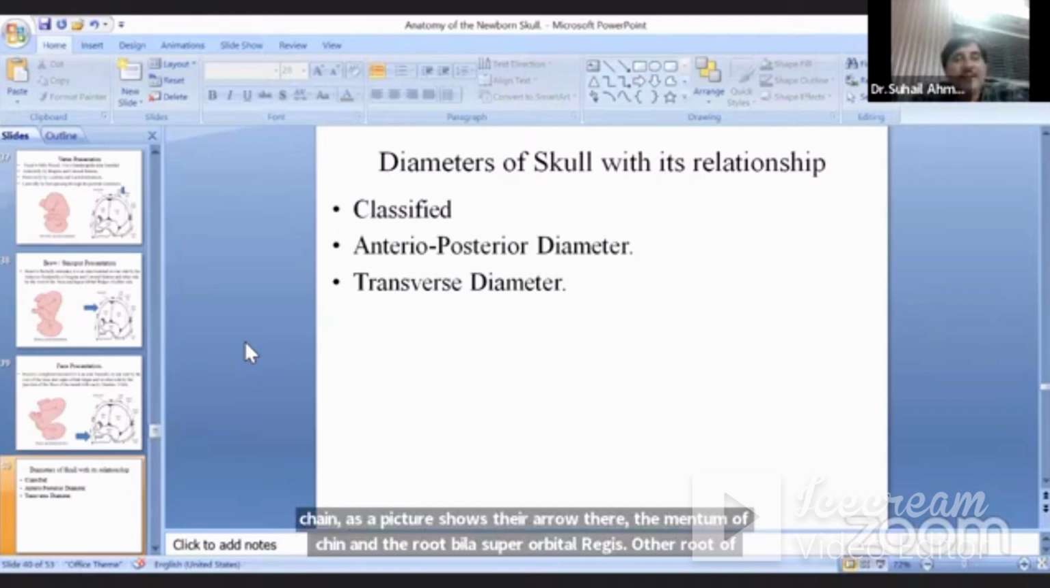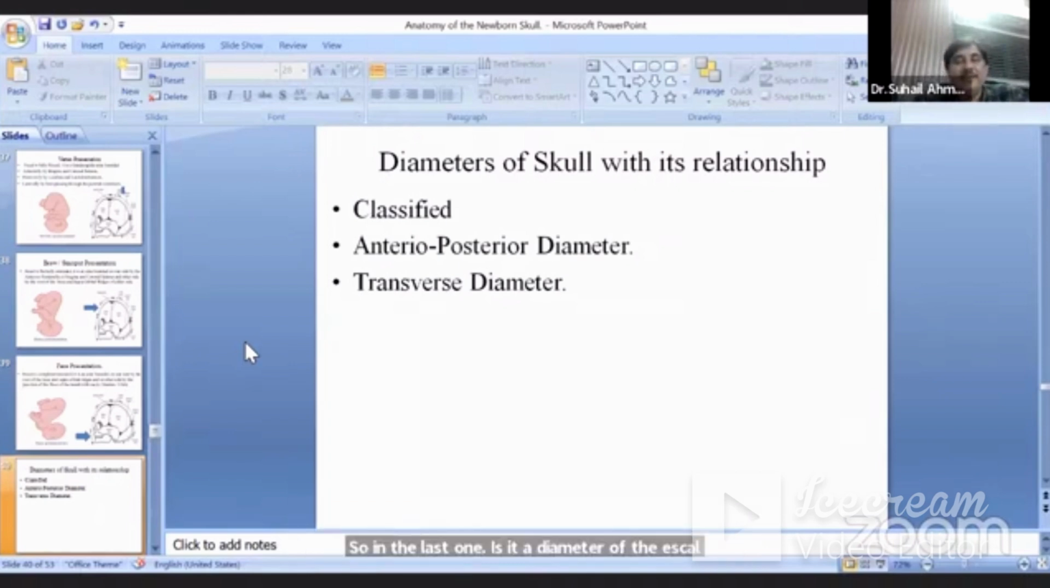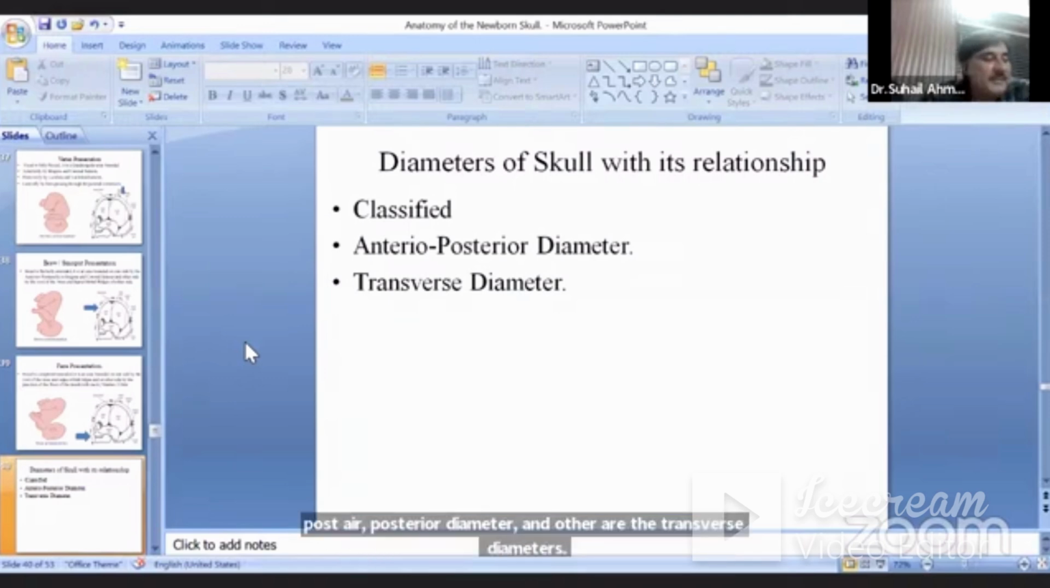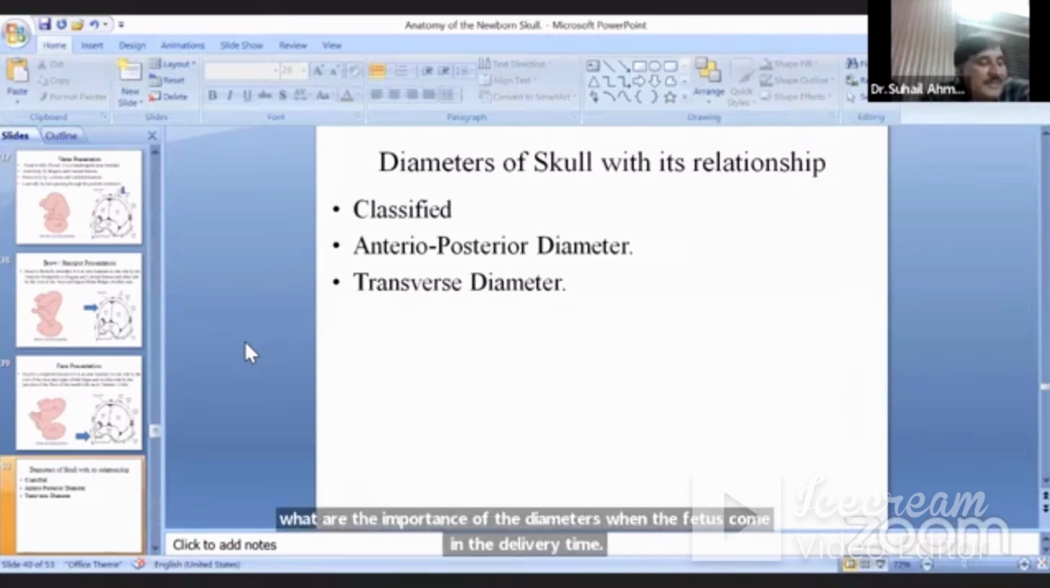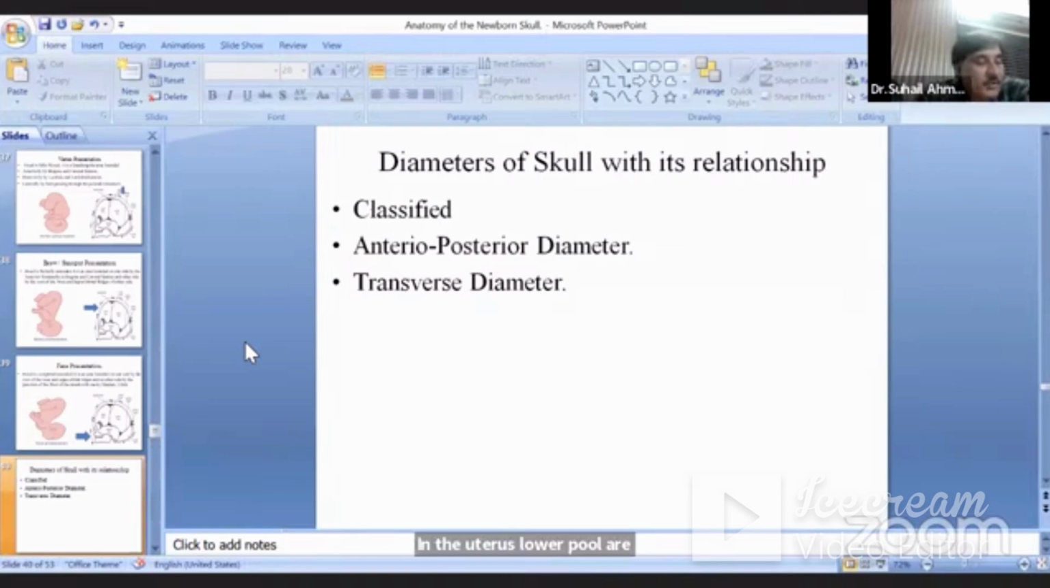So the last one is the diameters of the skull and their relations. They are classified into anterior and posterior diameters, called the longitudinal diameters, and the others are the transverse diameters. So what is the importance of the diameters? When the fetus comes in the uterine lower pole or pelvis at delivery time, then the diameters are measured. So which diameter is there? And what is the attitude according to the diameter? Attitude means the relation of the fetal parts to one another, like an extended presentation, partially flexed, completely flexed, or deflexed.